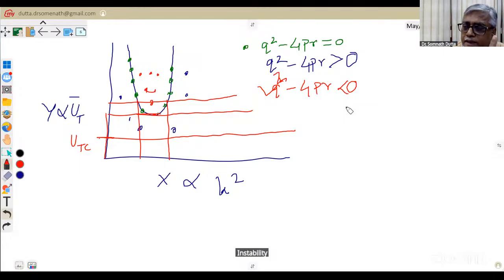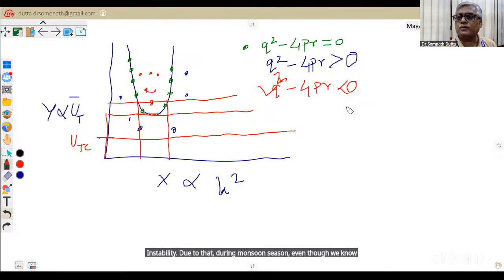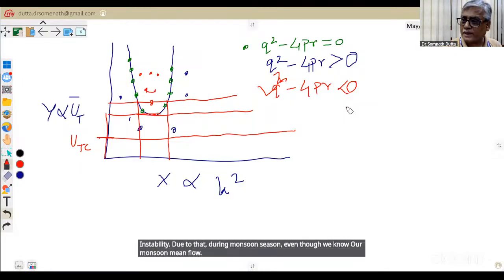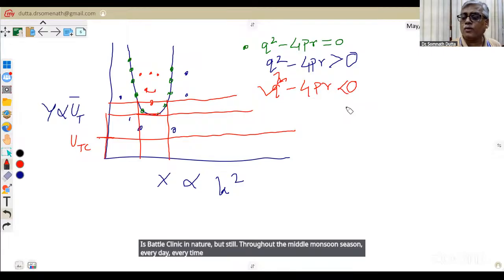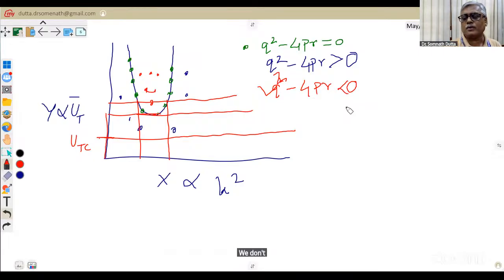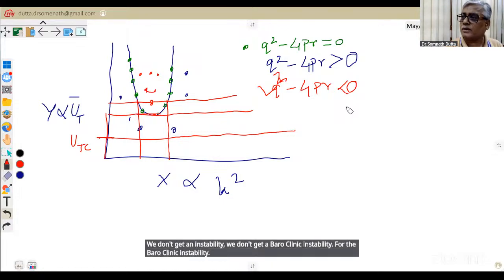Due to that, during the monsoon season, even though we know our monsoon mean flow is baroclinic in nature, still throughout the monsoon season, every day, every time, we don't get a baroclinic instability. For baroclinic instability, this condition needs to be satisfied.